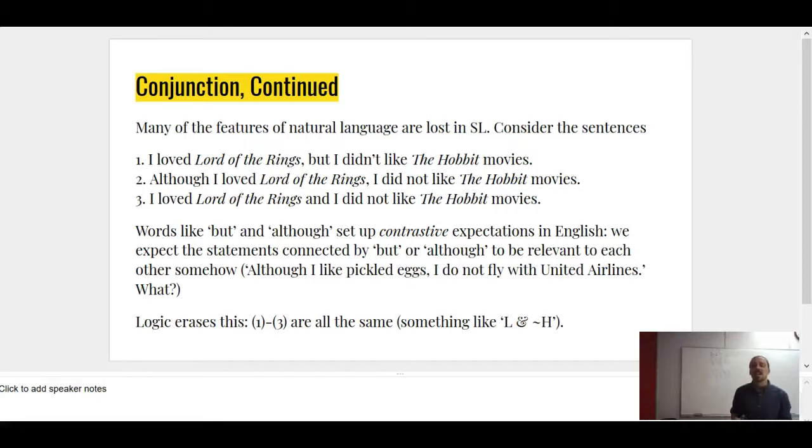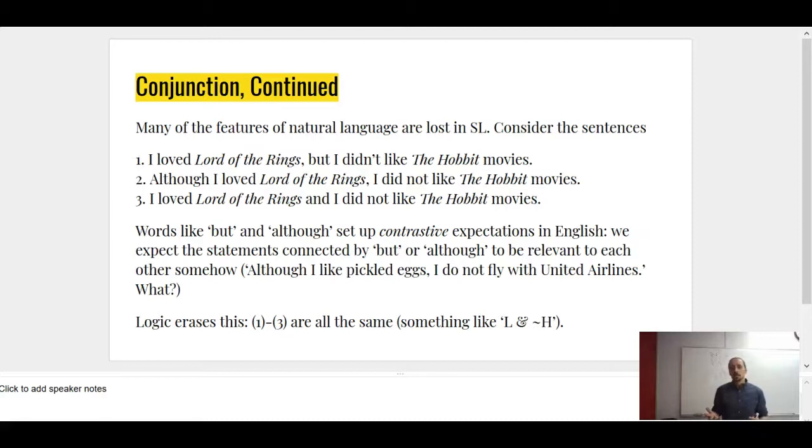For example, I can say, I love Lord of the Rings, but I didn't like the Hobbit movies. Although I loved Lord of the Rings, I did not like the Hobbit movies. I love Lord of the Rings, and I did not like the Hobbit movies. How would I translate these? They're all the same. L and not H. Right? Like, I love Lord of the Rings, and it is not the case that I loved the Hobbit. Right? L and not H.